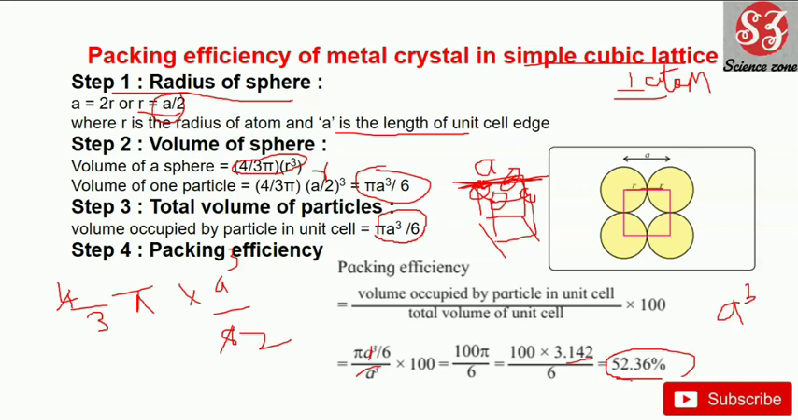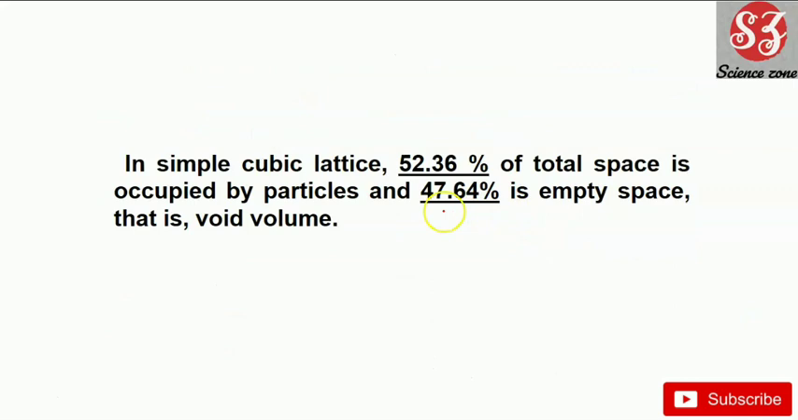So the packing efficiency in a simple cubic lattice is 52.36%. That means if I give you a simple cubic lattice, only 52.36% of the space of that lattice is occupied by the particles. All the other space is free space, that is 100 minus 52.36, which equals 47.64. So this much is the free space in the simple cubic lattice, while 52.36 is occupied by the particles.